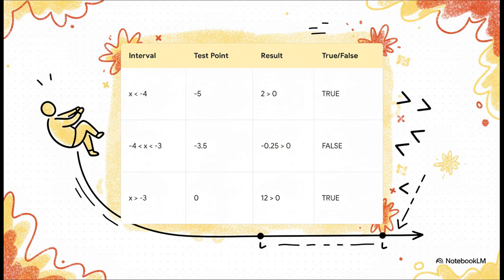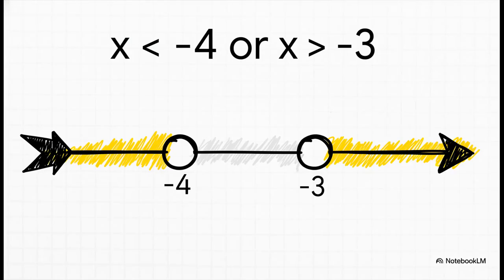Is 12 greater than 0? Yes, it is, another true. This tells us exactly which regions are part of our solution. So our final answer is just the combination of those true zones. This inequality holds true for any number less than -4 or any number greater than -3.